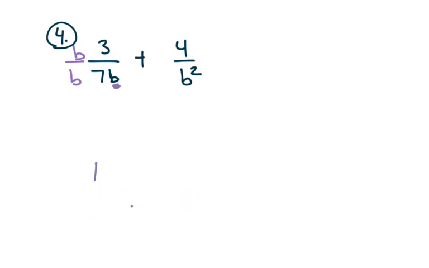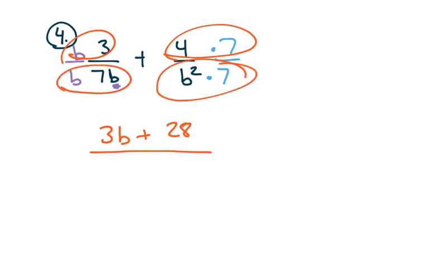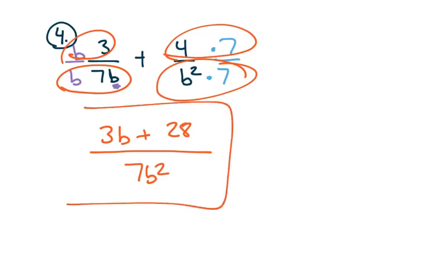So, if that's true for 7b needs a b squared, then what does b squared need? Well, b squared needs a 7. So we'll multiply by 7 over 7. So this leaves me with 3b plus 4 times 7 is 28. And this is all going to be over the bottoms, which are 7b squared. Cleaning this up, I wanted to factor out a 3, but I can't. I actually can't clean it up. That's as far as we can go.